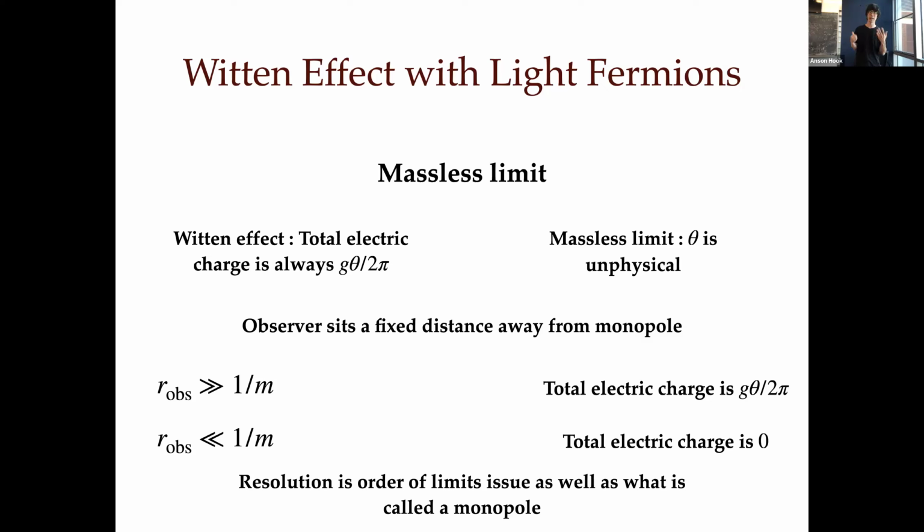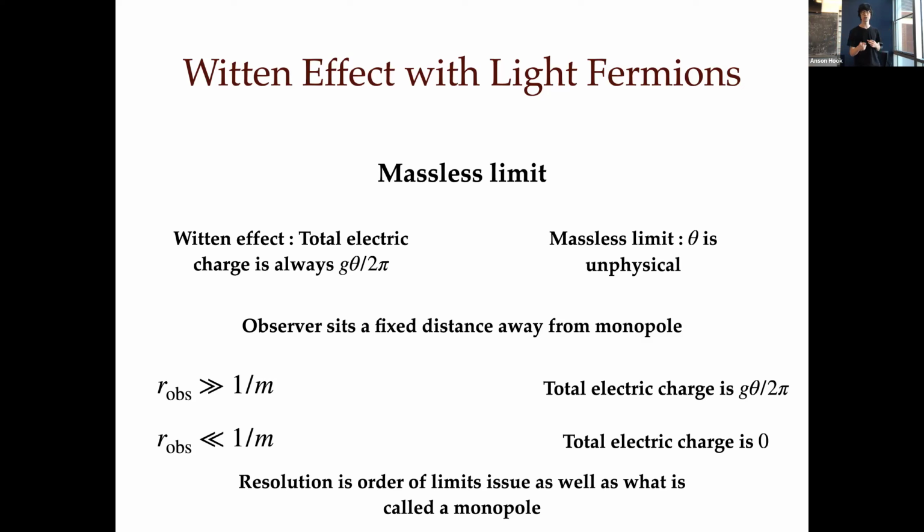And so if you want to ask, how did Witten get that the electric charge is always theta over 2 pi, but in the massless limit, I can use the anomaly and rotate theta away? The resolution is just an order of limits: the distance of the observer versus 1 over mass.